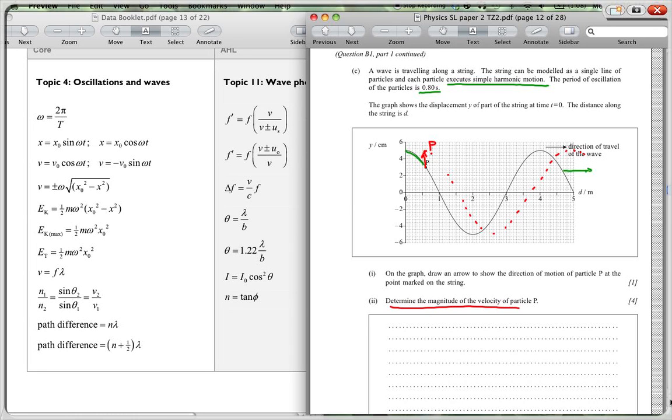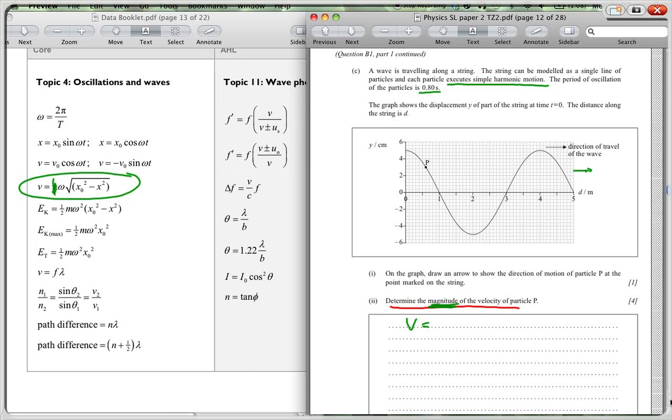Determine the magnitude of the velocity of particle P. Well, let me just draw, because we're going to have to take points off here. Which formula am I going to use? Well, this is for simple harmonic motion, and I've got this formula over here. So v is equal to, now it says the magnitude, so we're not worried about direction, so I don't need to worry about the plus minus, which is just giving me my direction in either the positive or the negative direction.